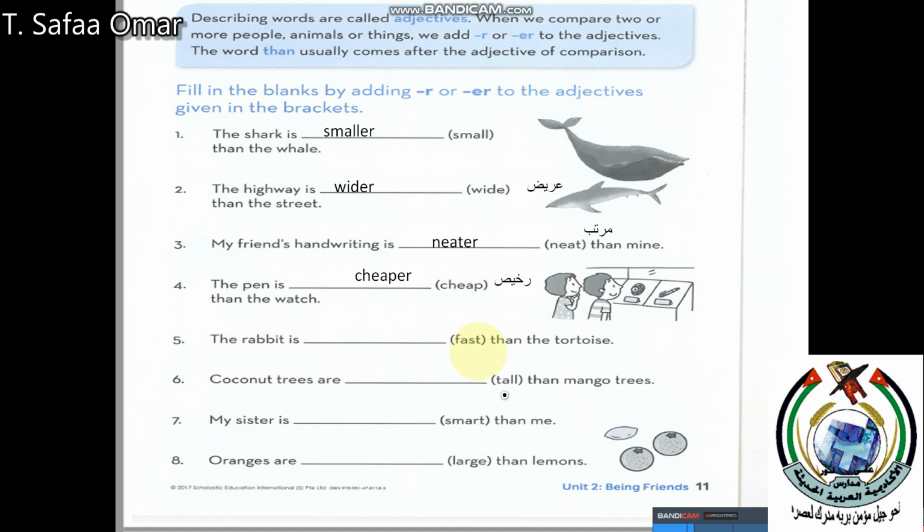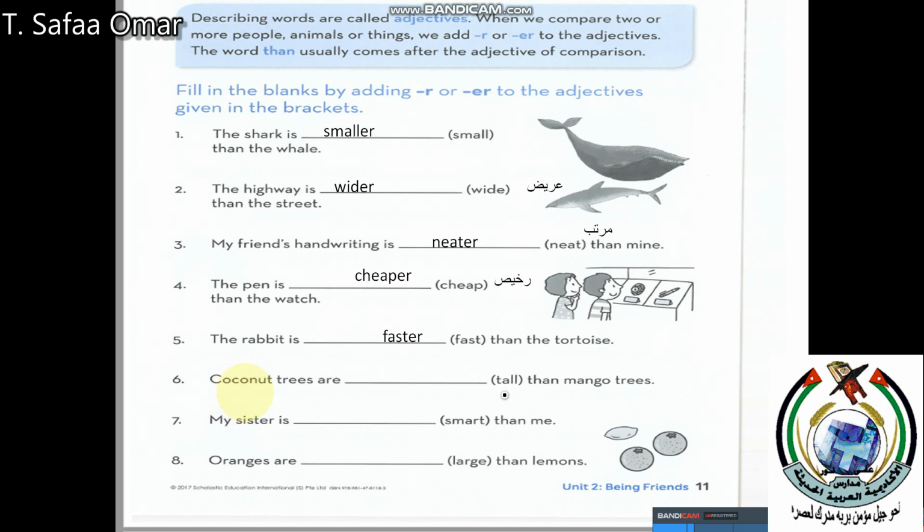Number 5. The rabbit is than the tortoise. So we have two animals, rabbit, أرنب, and tortoise, سلحفاة. Two things to compare. So we have the adjective fast. Do you remember what's the meaning of fast? Fast is an adjective, means سريع. So fast with ER will be faster.